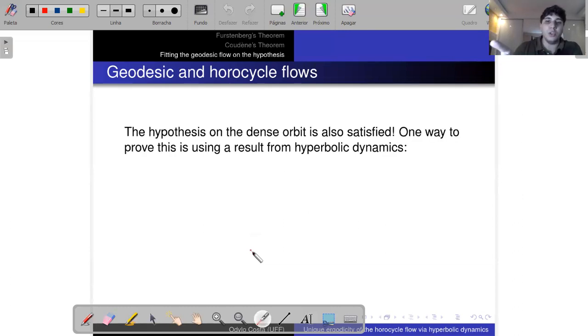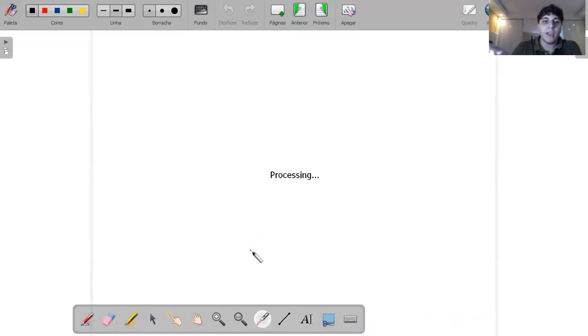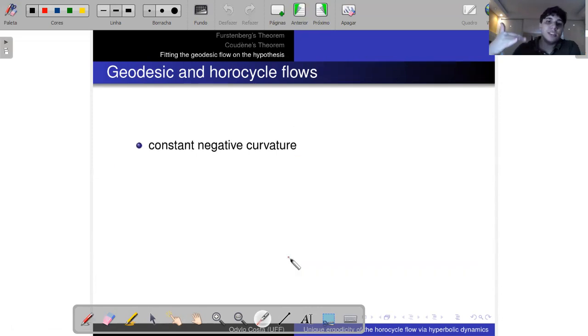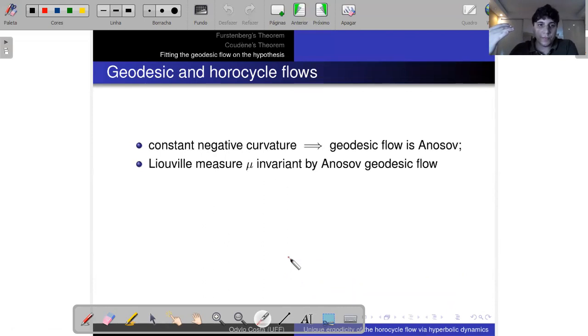Well, here is where we use hyperbolic dynamics. There is a theorem, due to Plante, from the 70s that states that a transitive Anosov flow on a closed Riemannian manifold must satisfy one of two conditions. Either it is the suspension of a diffeomorphism, or every stable and unstable leaf of the flow is dense in M. But now, in the constant negative curvature setting, the geodesic flow is an Anosov flow.